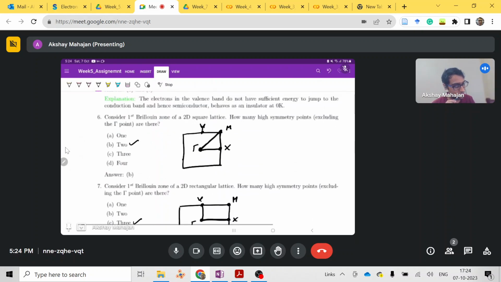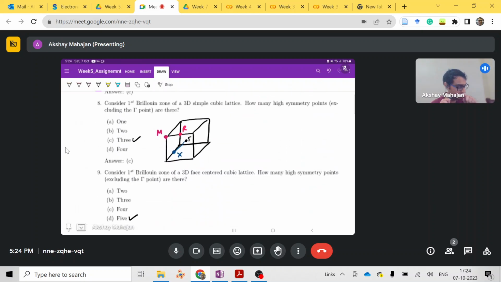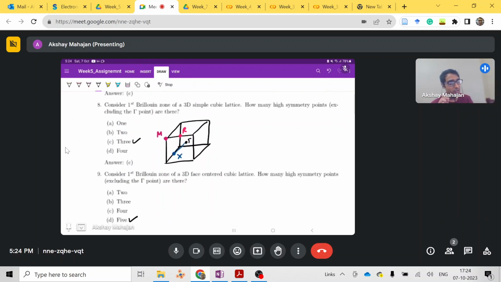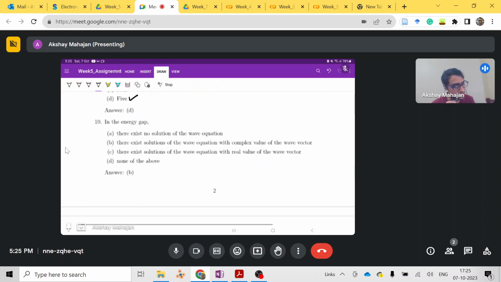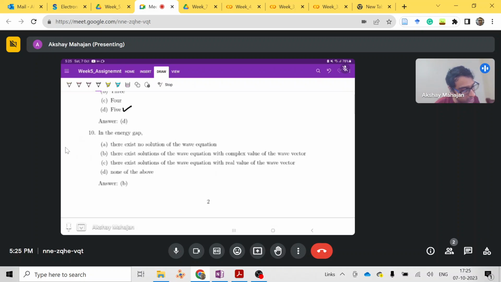But even if you don't remember, for simple cubic, rectangular cubic, you can just draw it yourself. It is so simple, and if you make a cuboid, then you know you might need some x and y and other points as well. Then the last question: in the energy gap, there exists no solution of the wave equation. No, there exist solutions, but with an imaginary, complex value of the wave vector. There exist solutions of the wave equation with complex value of the wave vector.